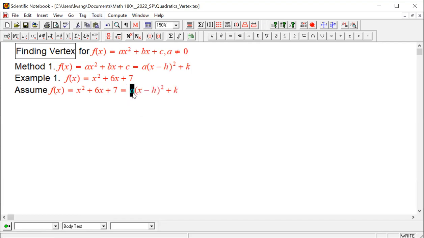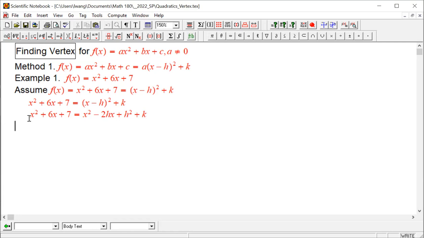And a is going to be the same as the number in front of x squared. So in our case, a is 1, so we just have to find h and k. From this assumption, what we're going to do is FOIL the right-hand side, and the left-hand side stays the same. On the right-hand side, we have x squared minus 2hx plus h squared plus k.